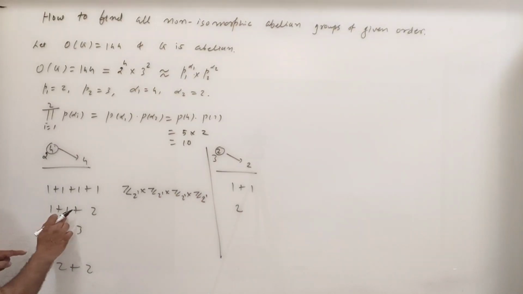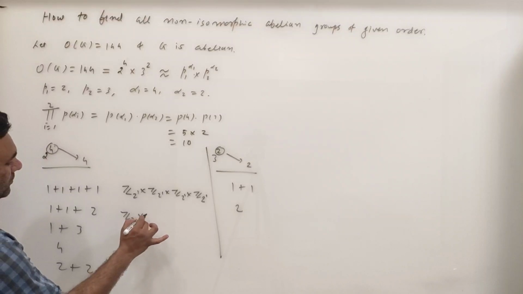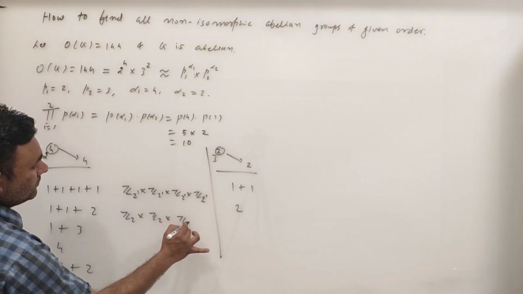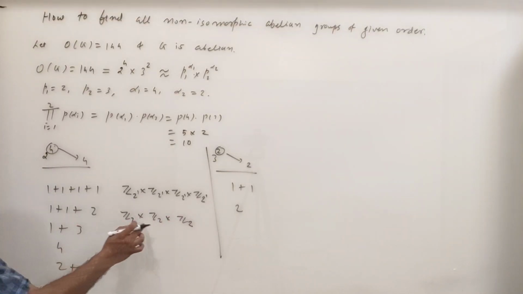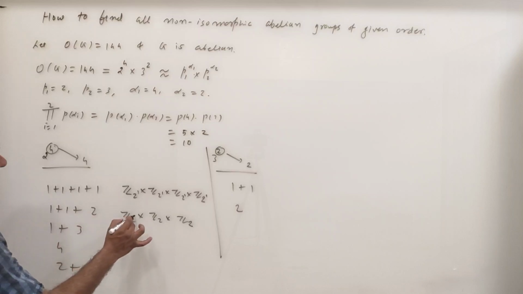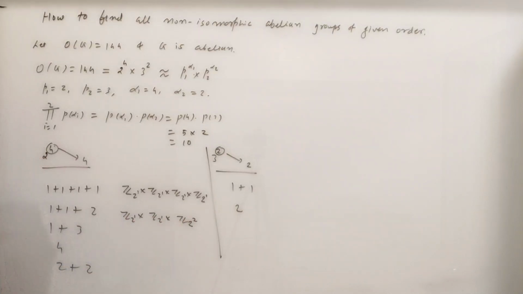Right? Now here 1 2 3. So you just write down Z2 cross Z2 cross Z2, 3 times. Now what is the power? 1 and 2. 1 power and 2 power.